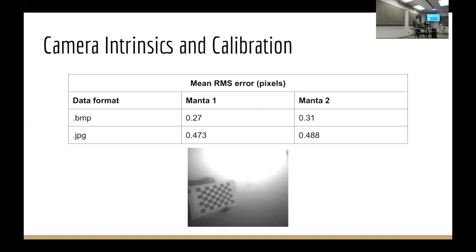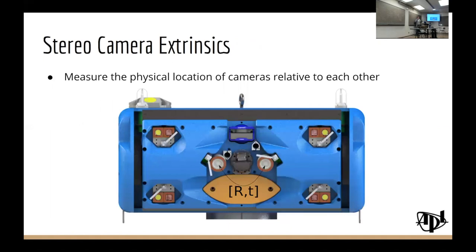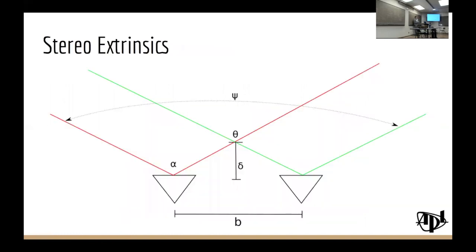In addition to the intrinsics, we actually utilize the extrinsics, which I described here. These describe the relation of the cameras relative to one another, and we typically describe it by this matrix here, where T is a three-dimensional vector describing translation, and R is a 3x3 orthonormal matrix. From the stereo extrinsics, we can describe this diagram of how the cameras are configured. The cameras are separated by baseline B.